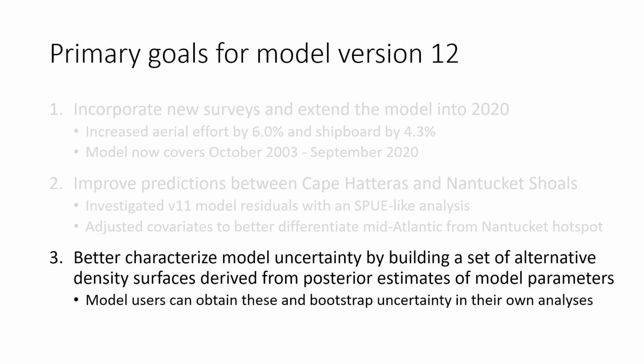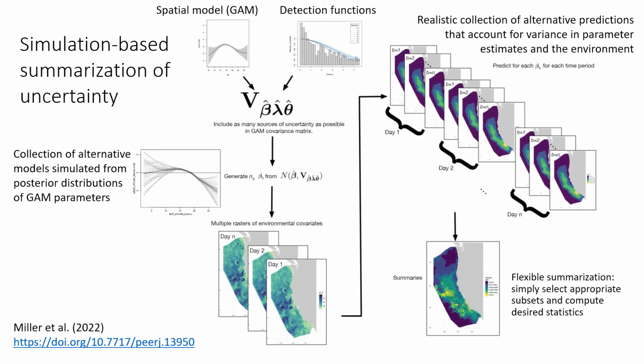A final big goal for version 12 was to better characterize model uncertainty by building a set of plausible alternative density surfaces that would allow users to bootstrap uncertainty into their own analyses. This is a complex statistical topic, and for details I will refer you to our paper that describes the method. Dave Miller from University of St. Andrews led this project with Duke and the NOAA Southwest Fisheries Science Center. This figure is from the paper and shows maps from a fin whale example from California.